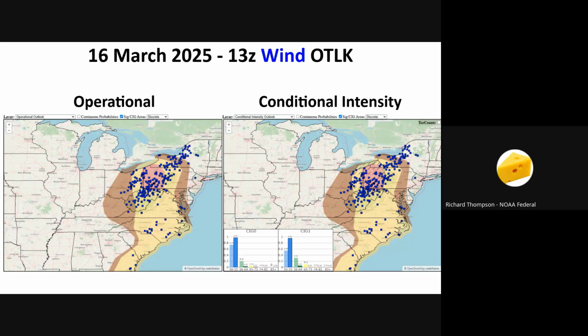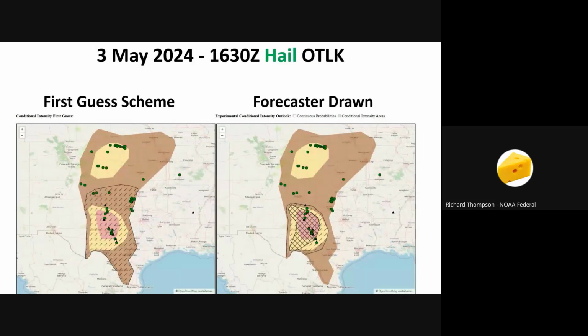So we're just not sure if we're going to get 10% or greater coverage. We don't do it operationally, but we can say, hey, worst case scenario, there could be a few SIG wind events out of a lot of wind events overall. And then hail.